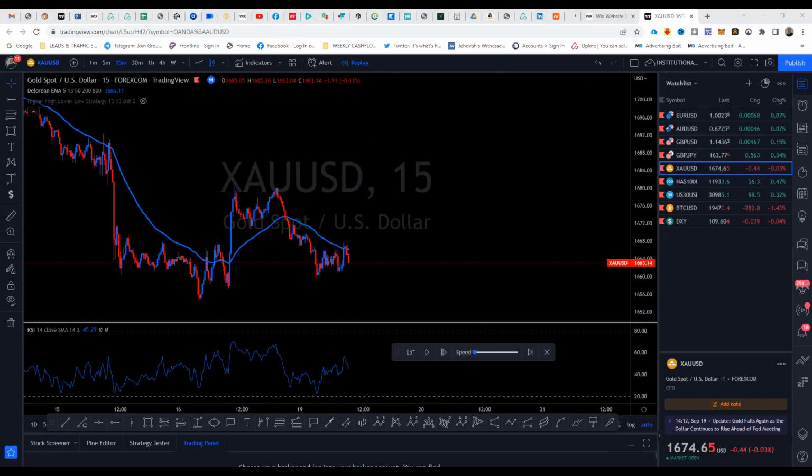I already activated my backtesting tool. Give me a second. All right, so we're going to start at the 15-minute time frame all the way to the 4-hour time frame. We're going to go through the whole full scope.